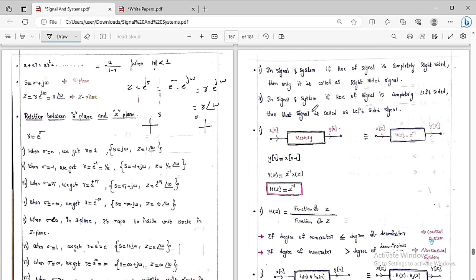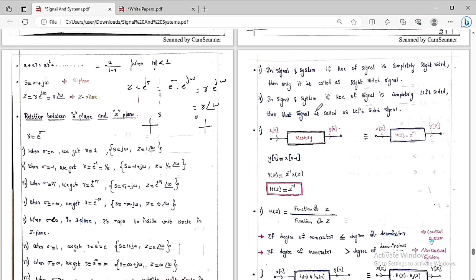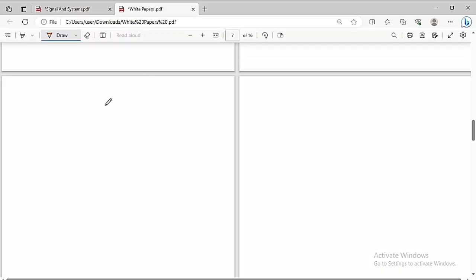Now we are going to discuss the other point. See, in synchronous systems, if the ROC of the signal is completely right-sided, then it is called a right-sided signal. In synchronous systems, if the ROC of the signal is completely left-sided, then the signal is called a left-sided signal. This point I have already told you so many times.